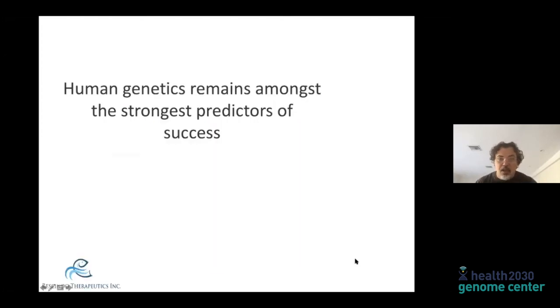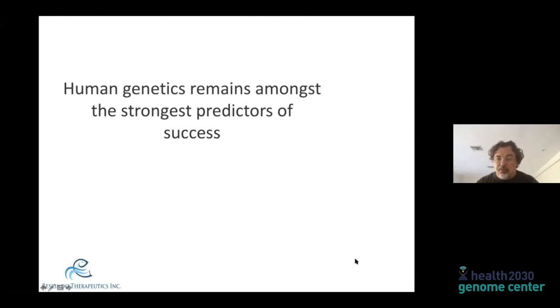Among all the beautiful things that we, the scientists occupying this planet, have done, and all the fancy tools and AI this and all that, the fact remains that if you at the very least look post hoc at what worked, you go back to your work and say, okay, we've tried 100 different things, human genetics remains among the strongest predictors of success. And when I talk about success, I really talk about clinical trial success of a new asset in people.